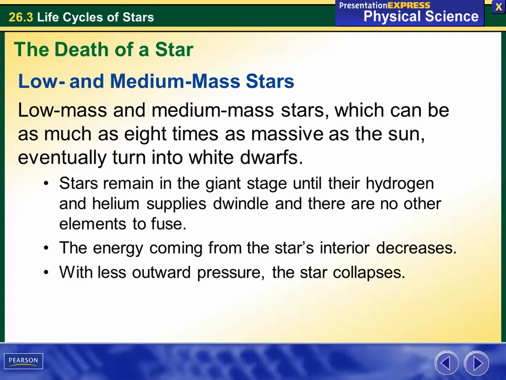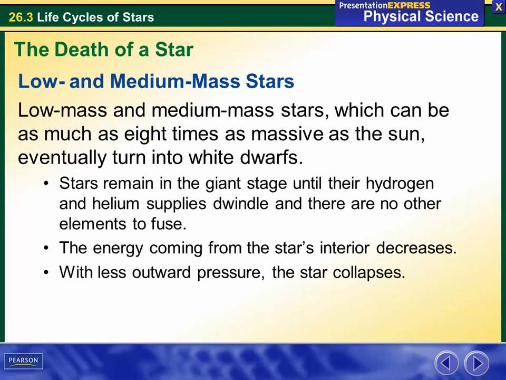So they can be 8 times bigger than the sun, but they can also be smaller than the sun. After they go through their death stage, or their stage where they start to run out of fuel, they remain in a giant stage until their hydrogen and helium supplies dwindle and there's no other elements to fuse. So they go through that core kind of being shrunken in.